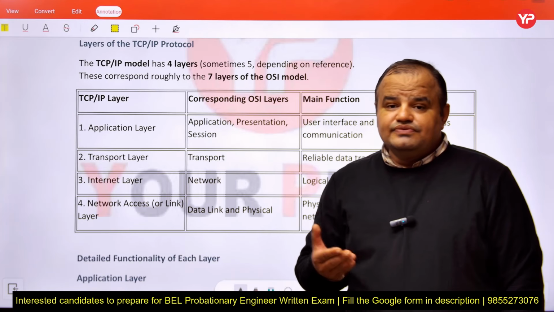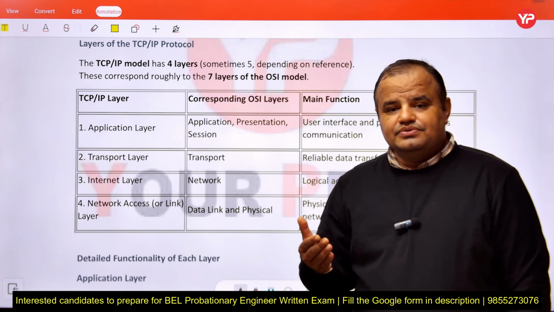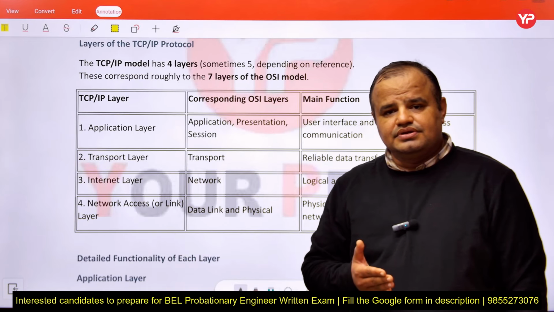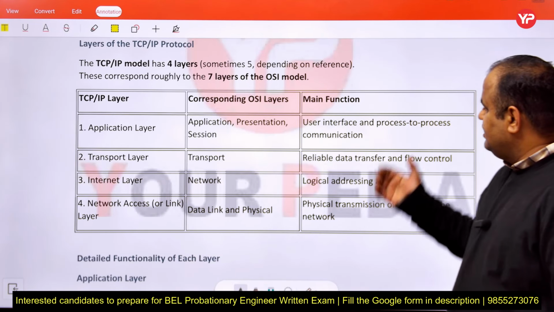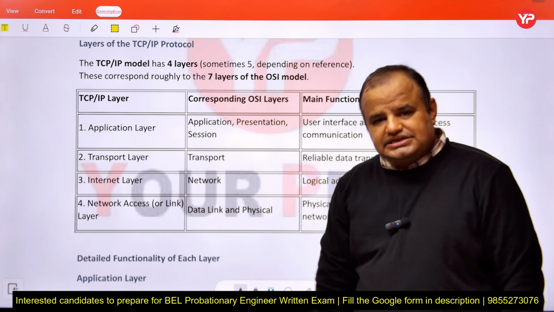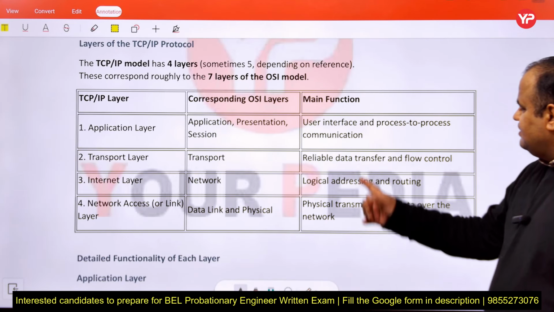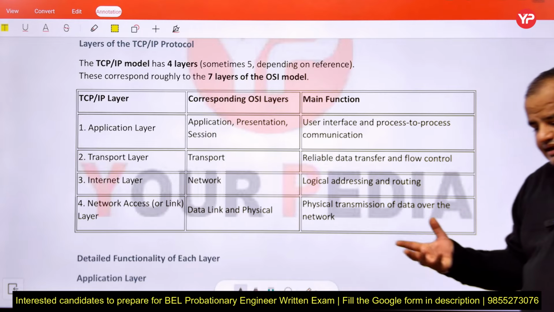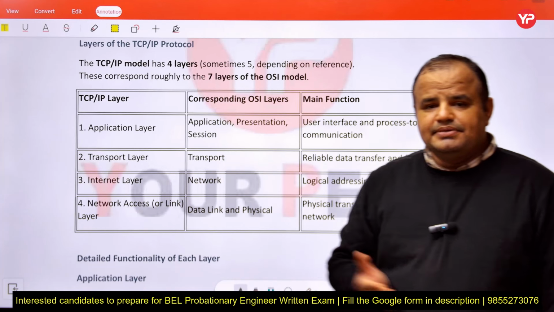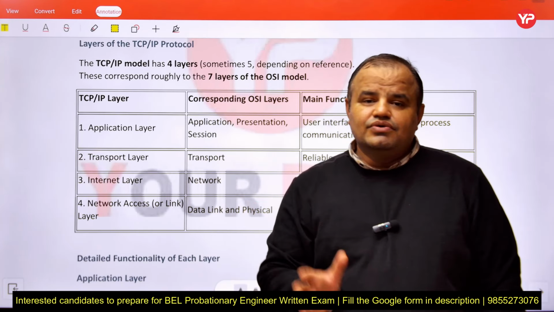Process means, suppose that you want to send a file. So you have to use the protocol that is called FTP, File Transfer Protocol. In that way, it provides you process to process communication. Second is the transport layer. Again in OSI, it is the transport layer only. Mainly at this layer we are using 2 main protocols which we discuss in our upcoming videos, that is TCP and UDP. They have their own functionality.